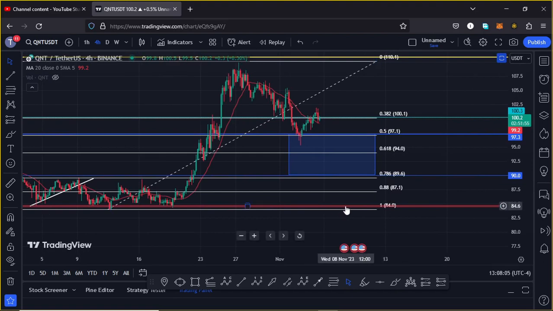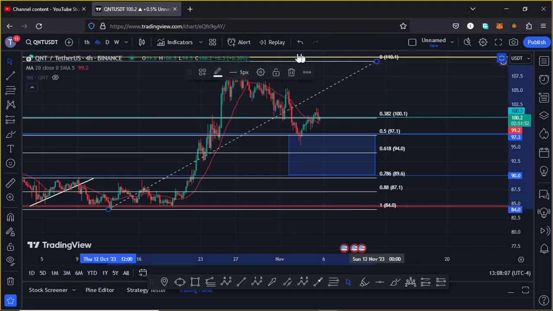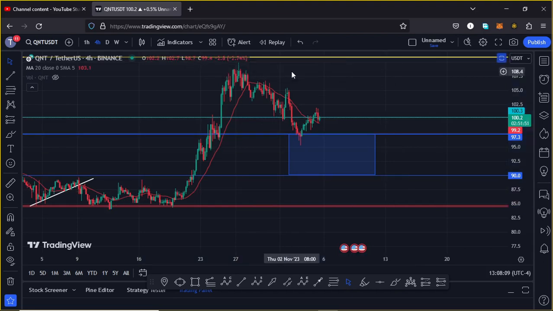So that is what I'm keeping my eyes on in the short term and also on the long term on the QNT chart.